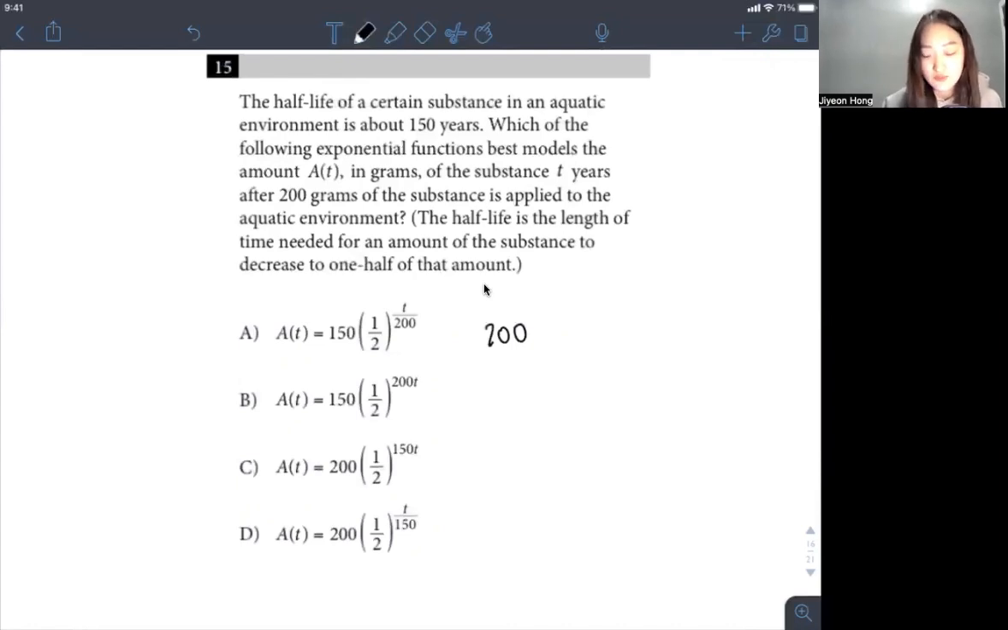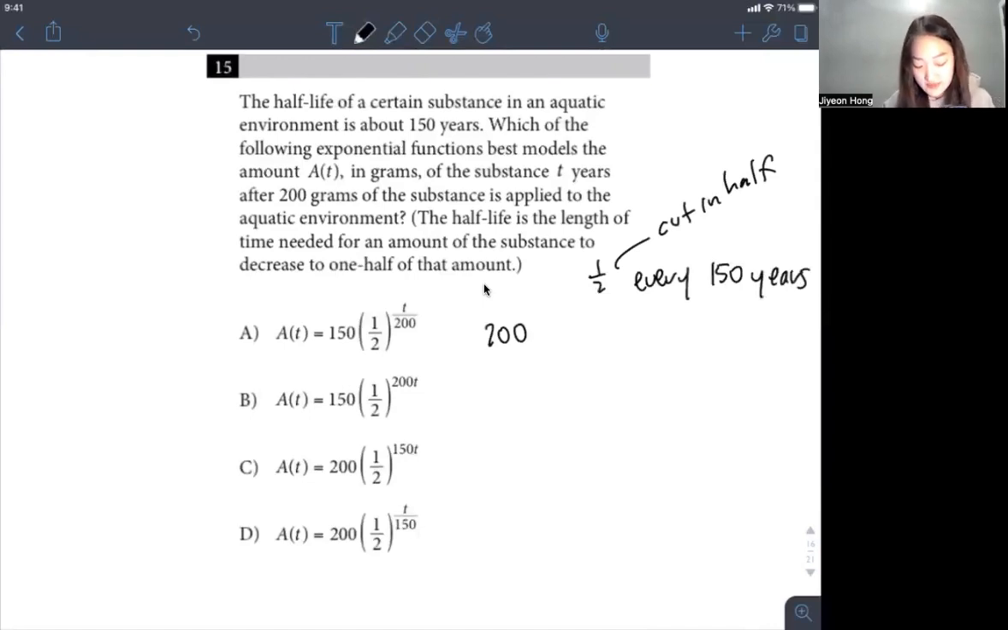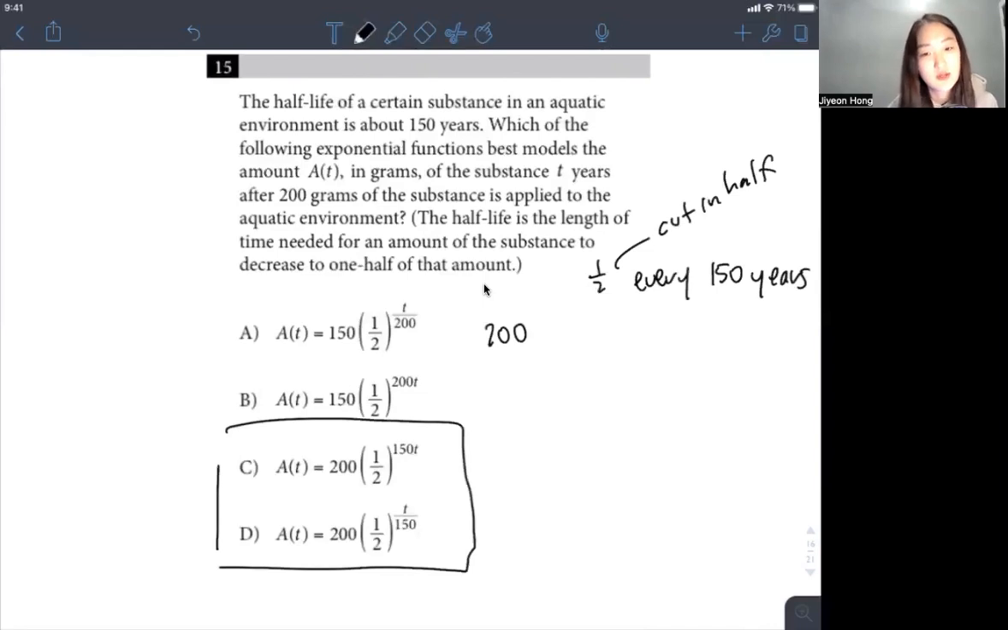Okay, so this is a really important concept. And if you don't understand it once, I think it will always bite you back because this question is a favorite of the SAT makers. Basically, it's cut in half every 150 years. So I want you to make sense of this. Essentially, everyone is typically stuck between C or D. So I'm going to focus on these two. And people will usually choose C, which is the wrong answer. And let me explain right now.